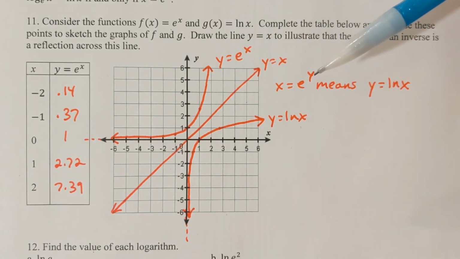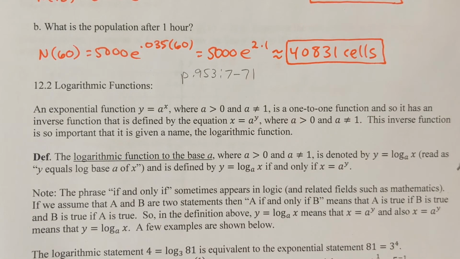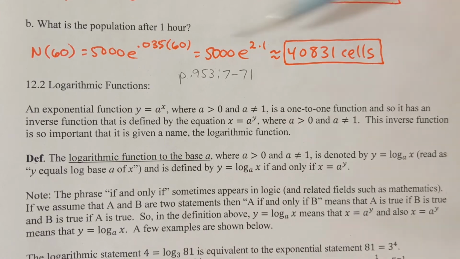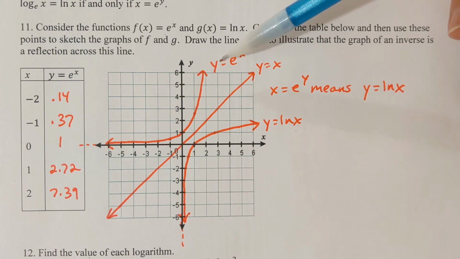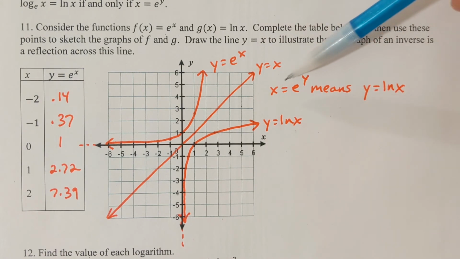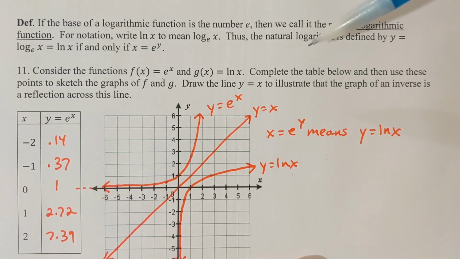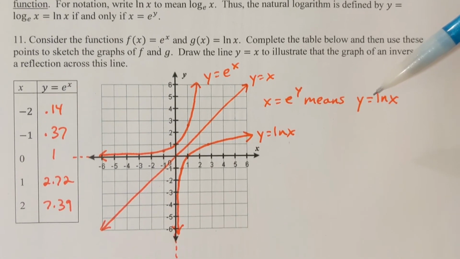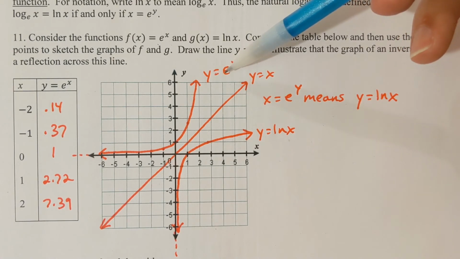Now, I go back to what I first mentioned in this section. Any exponential is a one-to-one function, so it has an inverse. Inverse is all about switching x and y. So if I calculate the inverse of y equals e to the x, I just switch x and y, and I have x equals e to the y. Now x equals e to the y means y equals the ln of x, by definition. So if I want to graph y equals the ln of x, I need to graph the inverse function of y equals e to the x.